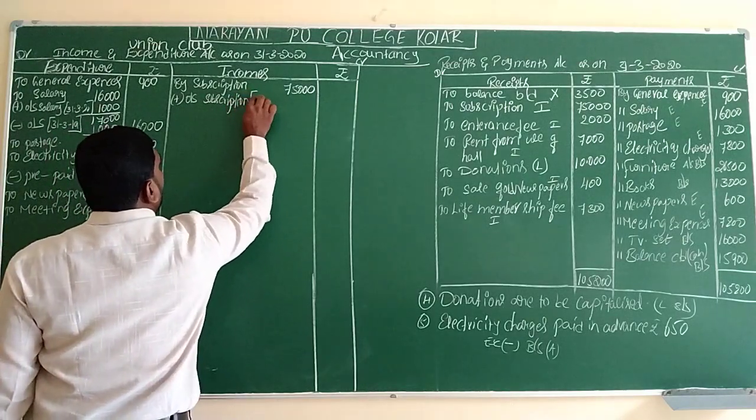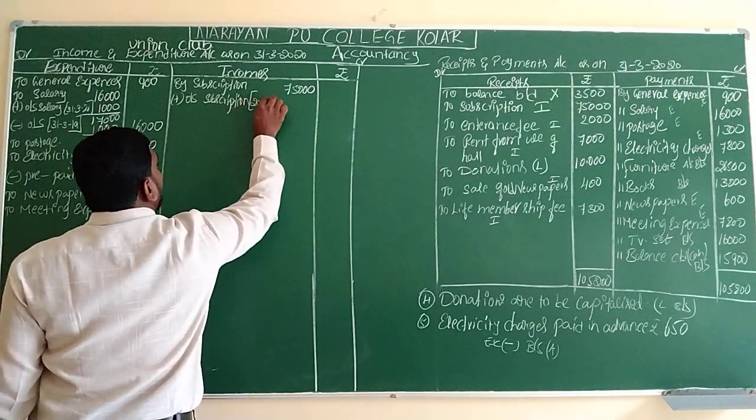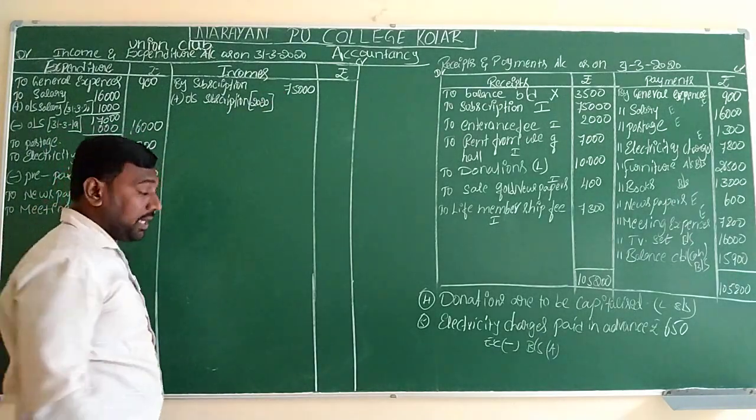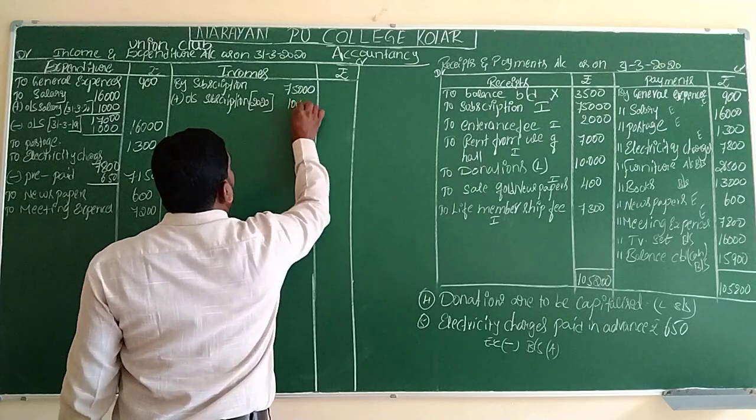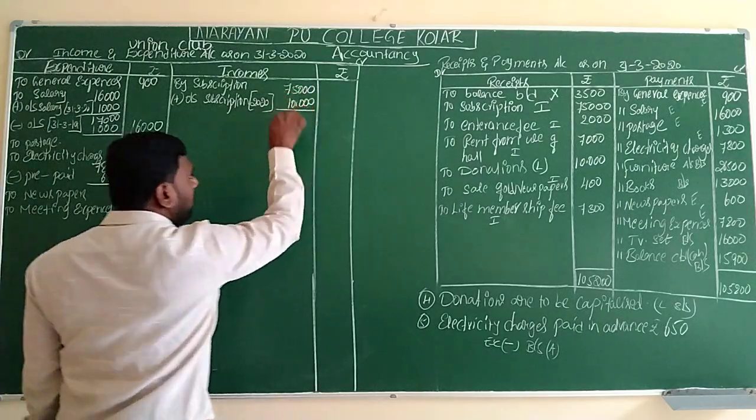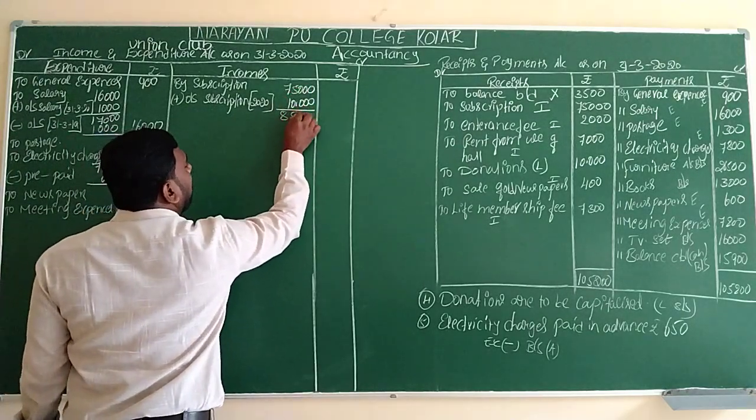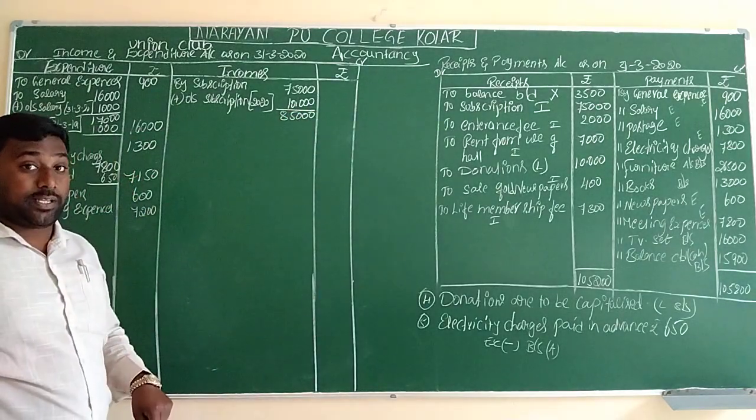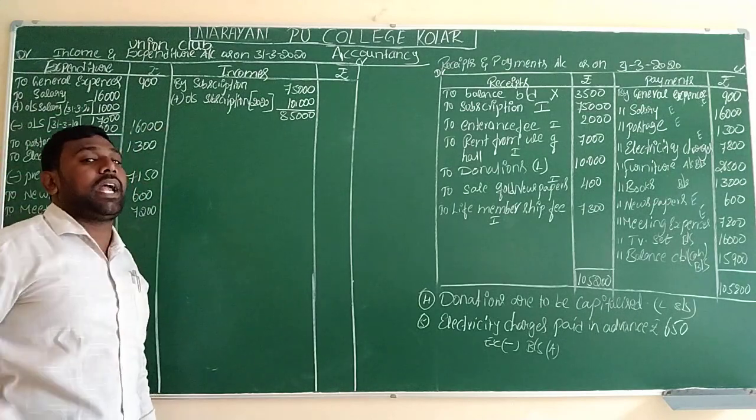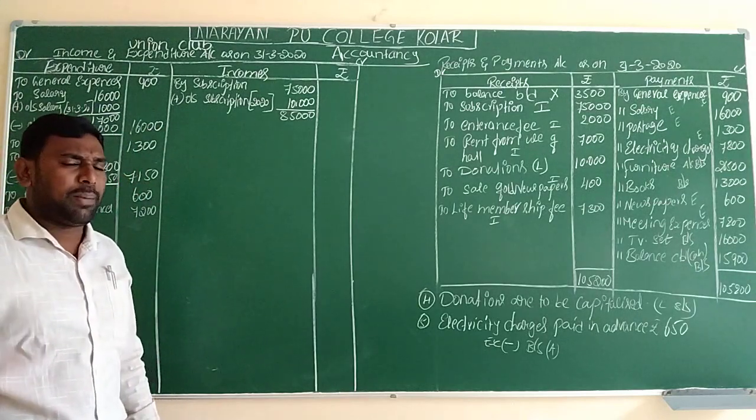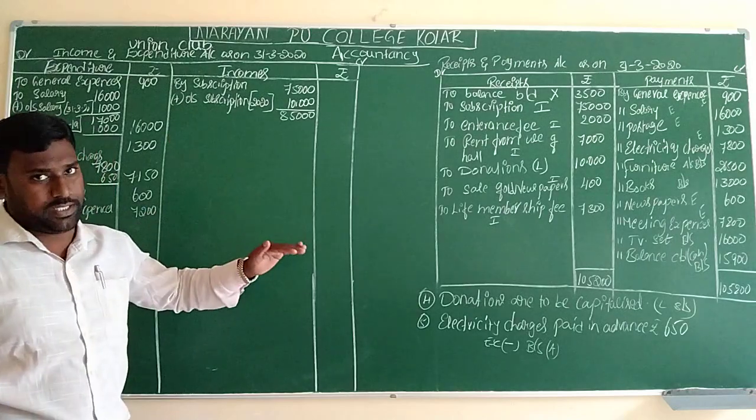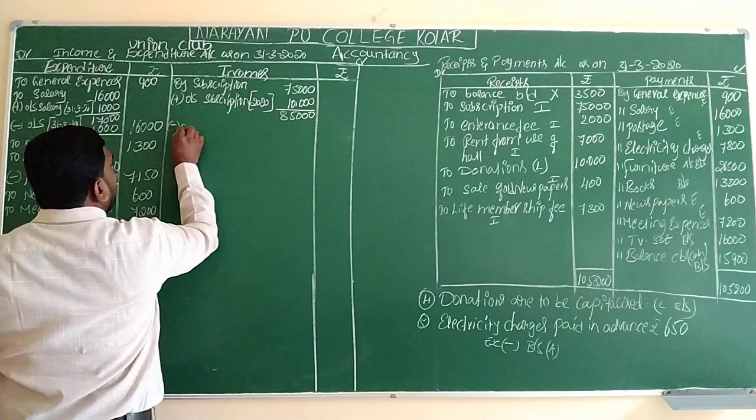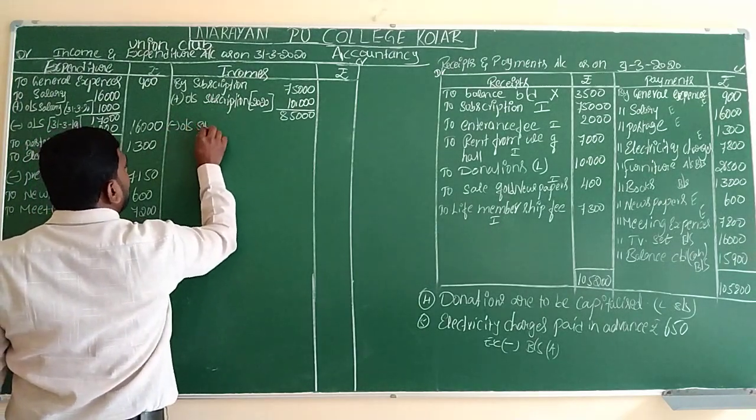Subscription in bracket 2020. So the value which is given in adjustment number 1, 10,000. 75,000 plus 10,000, we will get 85,000 as the actual subscription. In this actual subscription, last year's outstanding will be there. We have to consider only the present, not past, not future. So we should deduct the outstanding subscription.